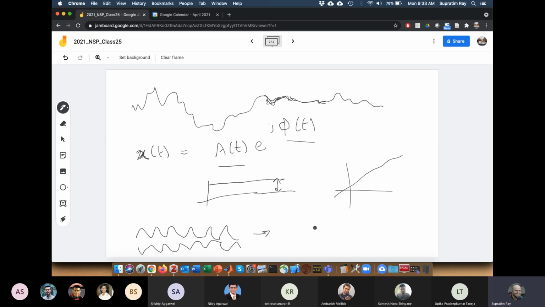How can I get a function out of this which is fixed in time like this, which is my definition of the instantaneous amplitude, and a function like this? You can think of various transforms, and after a while you will give up, because the transform that I'm going to tell you is a very non-intuitive transform. That is called the Hilbert transform.